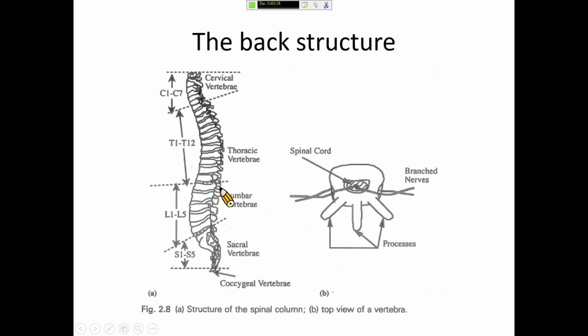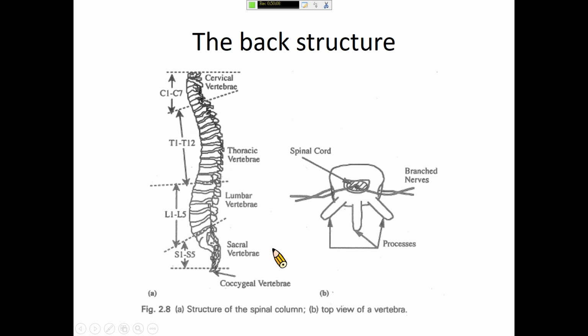Here. The lumbar area has a lot of movement. Okay. L5 S1 is the joint. Also L4 L5. Clinically, L4 L5 and L5 S1. So L5 S1 are the two most commonly seen injured parts. L4 L5 joint and L5 S1.